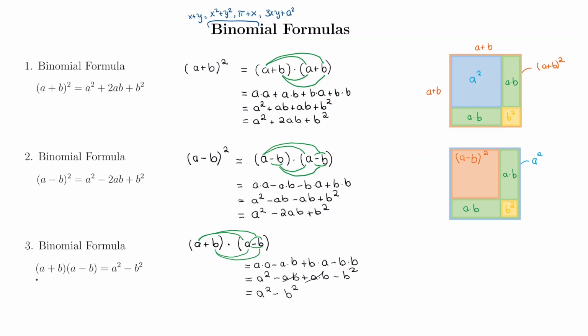So whenever we have something like (a plus b) times (a minus b), we do not have to do this calculation all over again. We can just use a square minus b square. Of course, I also have an image here for the third binomial formula. The image is a little bit more complicated, but we will go through it slowly.